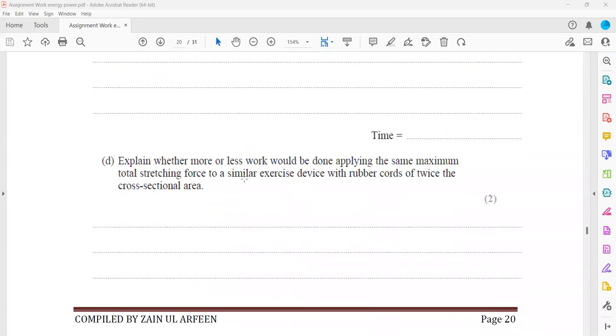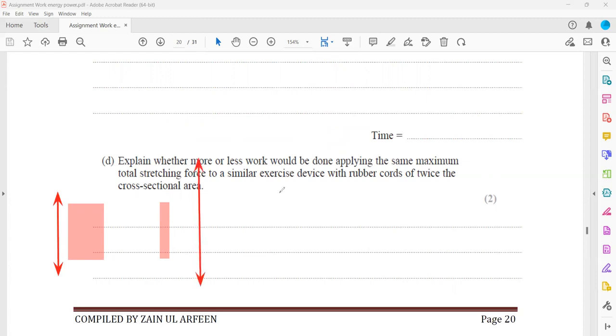Explain whether more or less work would be done applying the same maximum stretching force for a similar exercise device with a rubber cord of twice the cross-sectional area. As I mentioned, the work done depends on the force and the distance moved. If we have a large cross-sectional area, then, because thinner rubber cords are easy to stretch as compared to thick ones, the thick one will have a small extension as compared to the thin one.